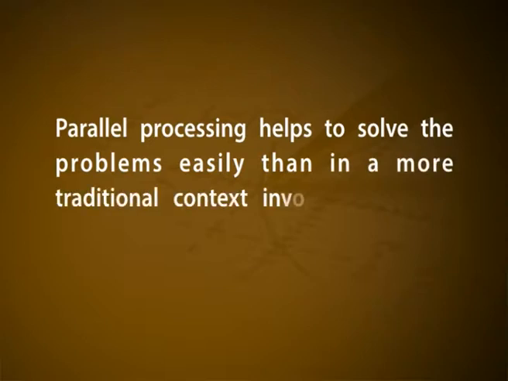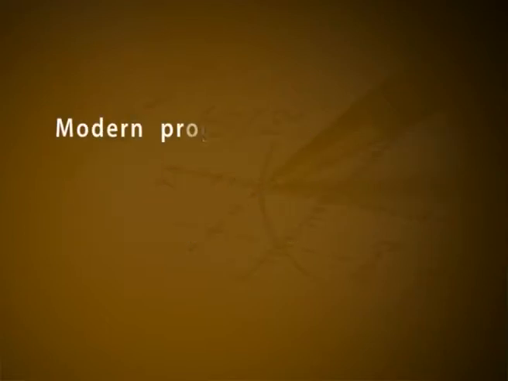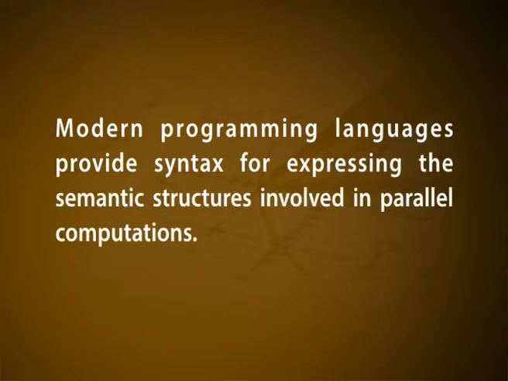The simultaneous execution of multiple activations is called parallel processing or concurrent processing. True parallel processing requires multiple CPUs. When only one CPU is available, the illusion of parallel processing is obtained by allowing the activations to share the CPU time in a manner similar to that of time sharing operating systems. Parallel processing helps to solve problems more easily than in a more traditional context involving a single sequence of instructions. Modern programming languages provide syntax for expressing the semantic structures involved in parallel computations.